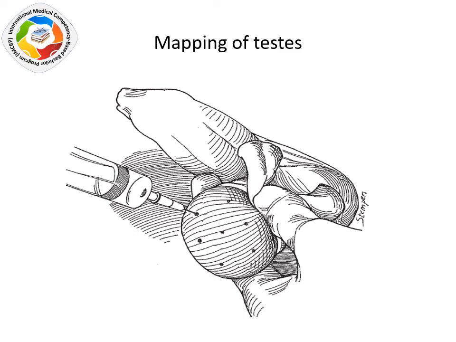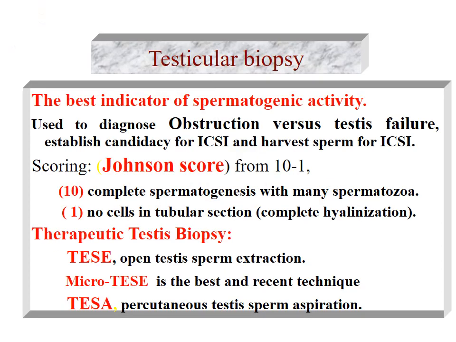This figure shows how to do mapping or fine needle aspiration of the testes. Testicular biopsy is very important. It is sometimes used for diagnosis or gaining sperms in cases of azoospermia. The presence of sperms is diagnosed and graded according to the Johnson score from 1 to 10. 10 means complete spermatogenesis with many normal spermatozoa, while 1 means no cells in the tubules. This means that there is complete hyalinization of the seminiferous tubules.